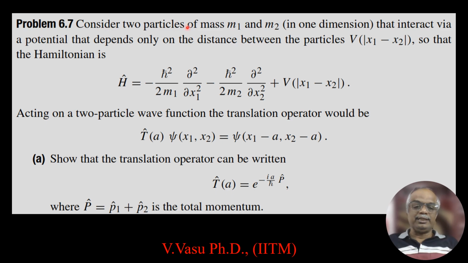Consider two particles of mass m1 and m2 in one dimension that interact via a potential that depends only on the distance between the particles, that is V of modulus x1 minus x2, so that the Hamiltonian is H equals minus h cross squared over 2m1 times del squared over del x1 squared, minus h cross squared over 2m2 times del squared over del x2 squared, plus V of modulus x1 minus x2.